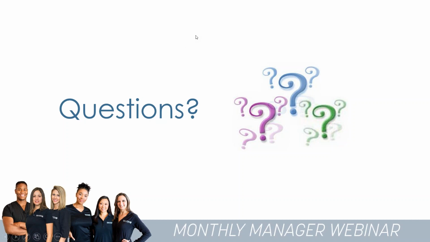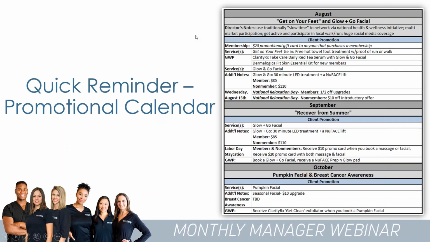We have, of course, the promotional calendar just to share as a reminder to all of the managers for some of the promotions coming up, so you can work with your leaders in each department to prepare the team for them. Like September, we've got the Glow and Go. We just had the Labor Day staycation. We've got the pumpkin facial for October and breast cancer awareness. So work with your leaders to get the team, whoever they may be in whatever capacity they may be, ready for them.